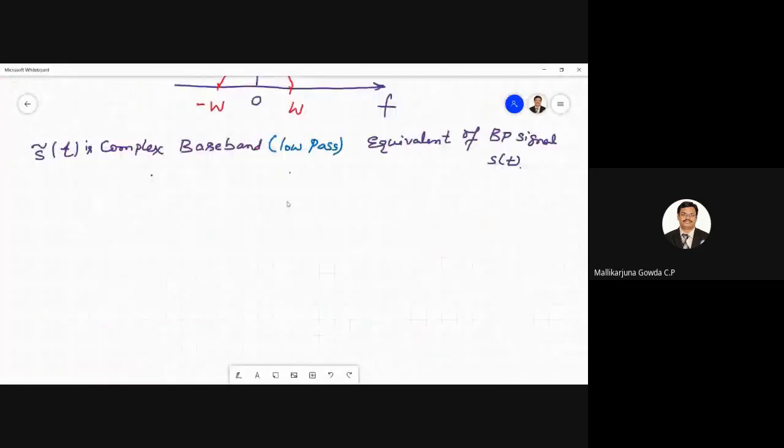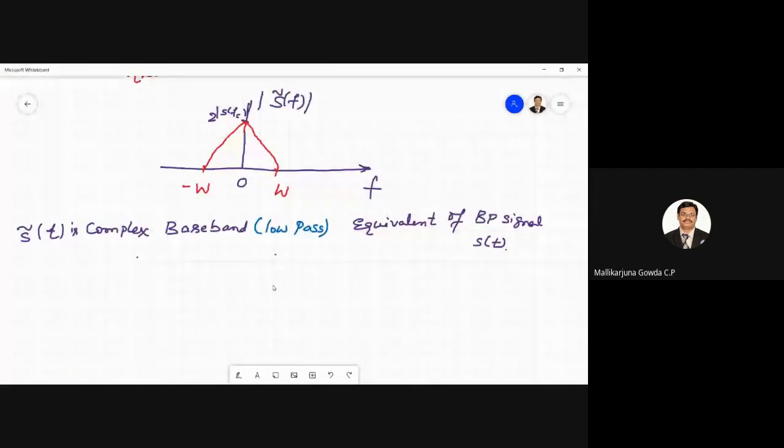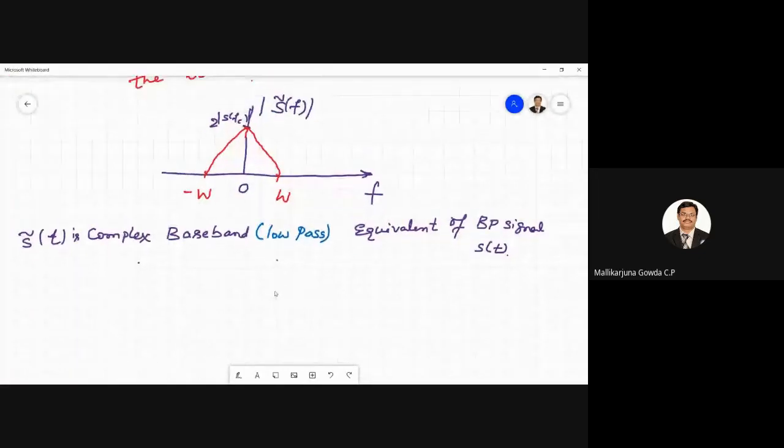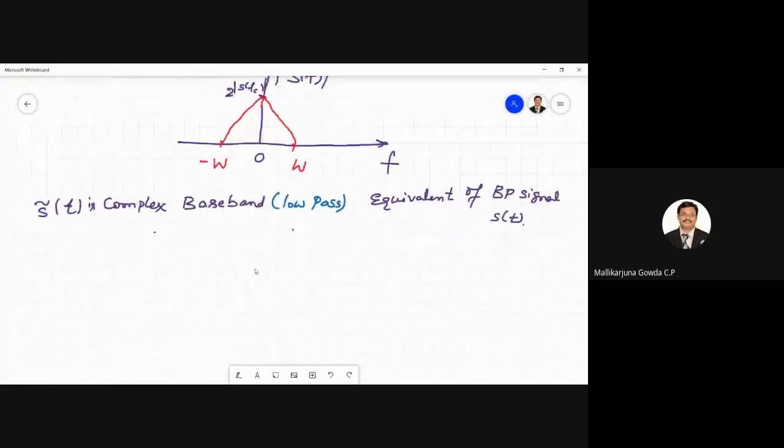Hope noted? If I scroll up, is it fine? Yes, sir. Yes, sir.